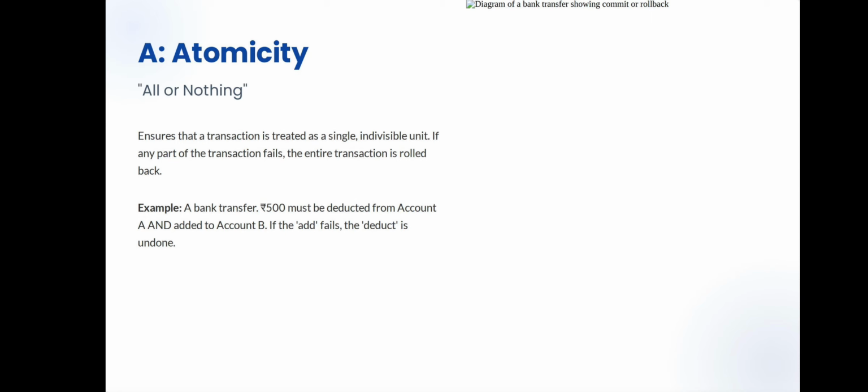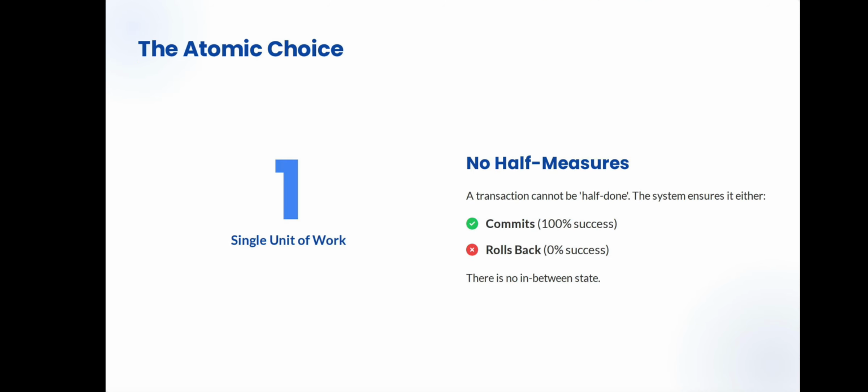Let's take one example. Consider an online money transfer of 50,000. Step 1 inside the transaction: debit 50,000 from account A, and step 2: credit 50,000 to account B. If the system crashes after step 1 but before step 2, without atomicity, money is lost. With atomicity, if step 2 fails, step 1 is cancelled and the balance remains unchanged. The transaction cannot be half done. The system ensures it either commits, which means 100% success, or rolls back, which means the transaction is not completed at all.